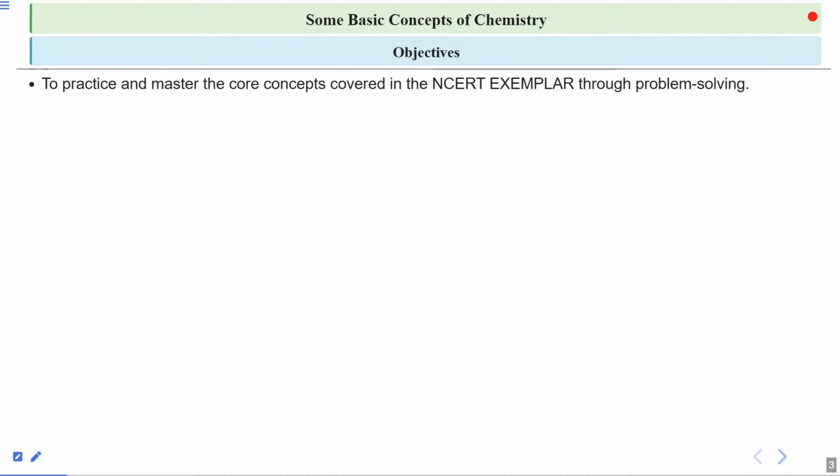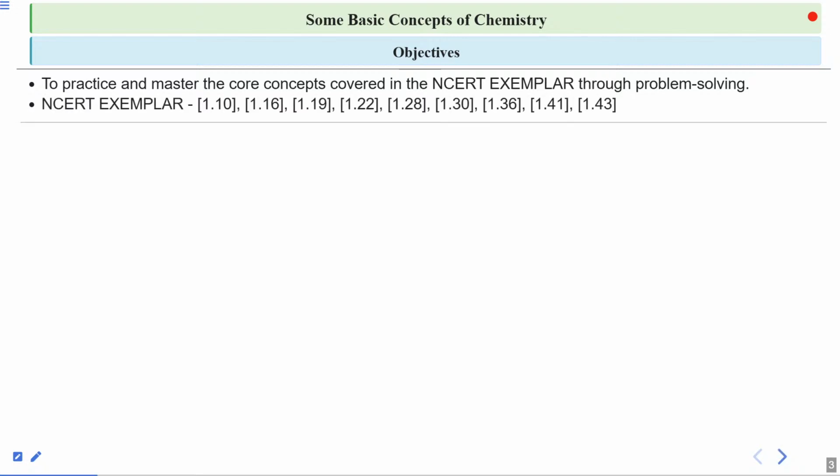In this class, our objective would be to practice and see the questions of NCERT exemplar. We will try to solve each important problem of it. So the questions which I will be focusing on are 1.10, 1.6, 1.9, 19, 1.22, 28, 30, 36, 41 and 43. So these are all the questions that we will see today.